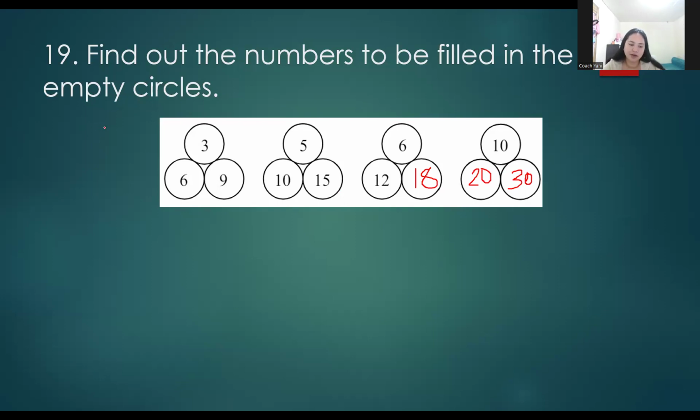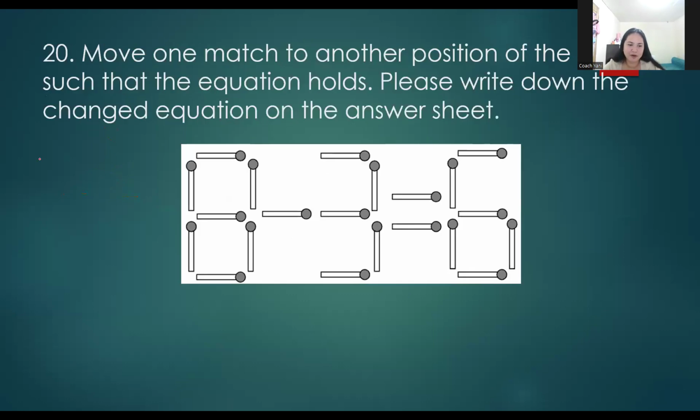So what about if you have 7 here? What would be the missing numbers here and here? What do you think? 14 and 21. Very good. So how about this one?